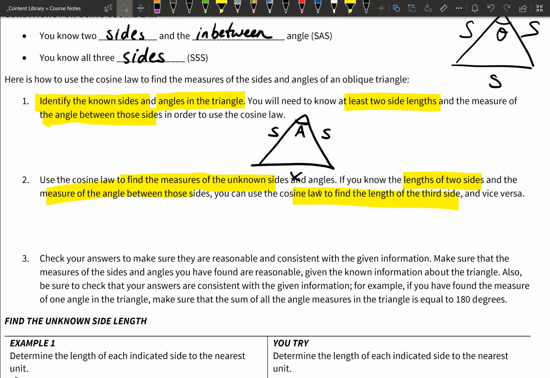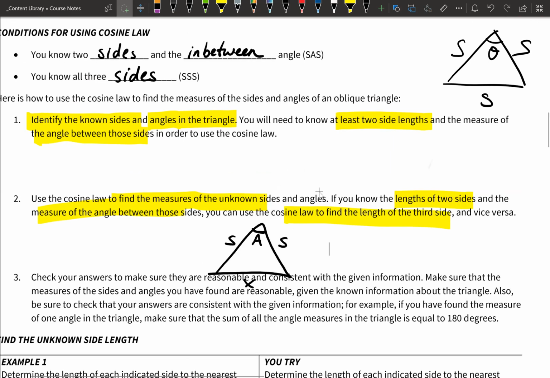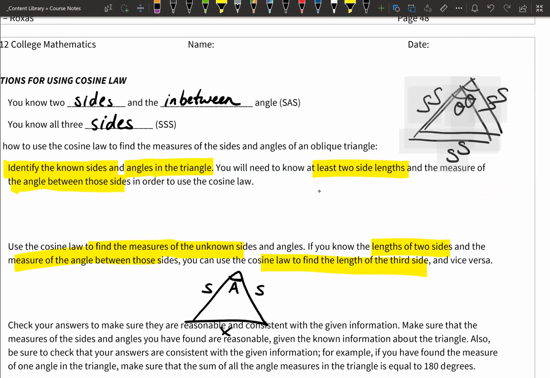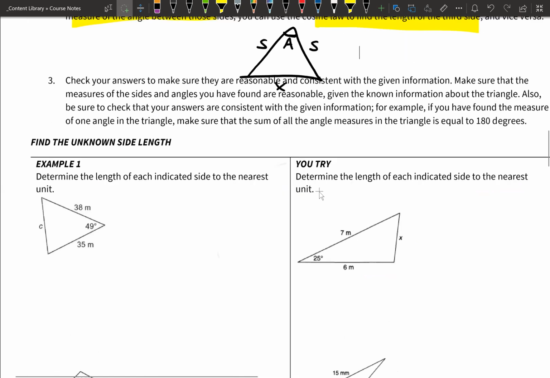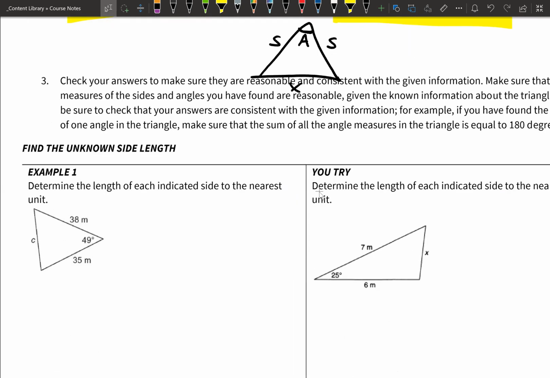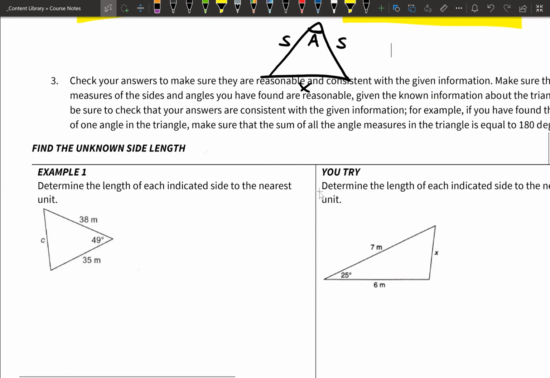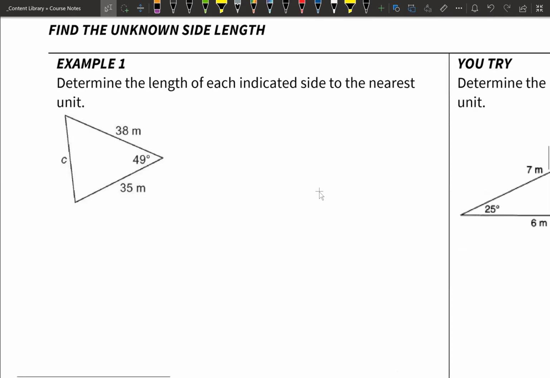Let me just fix something. So this was actually supposed to be here. The 3rd side is that x, and if I'm looking for an angle, that diagram was this one. So I'll go here. Okay. So we check your answers, of course, right? So check your answers to make sure they are reasonable and consistent. And we're going to do this with an example to show you how we can apply the cosine law.